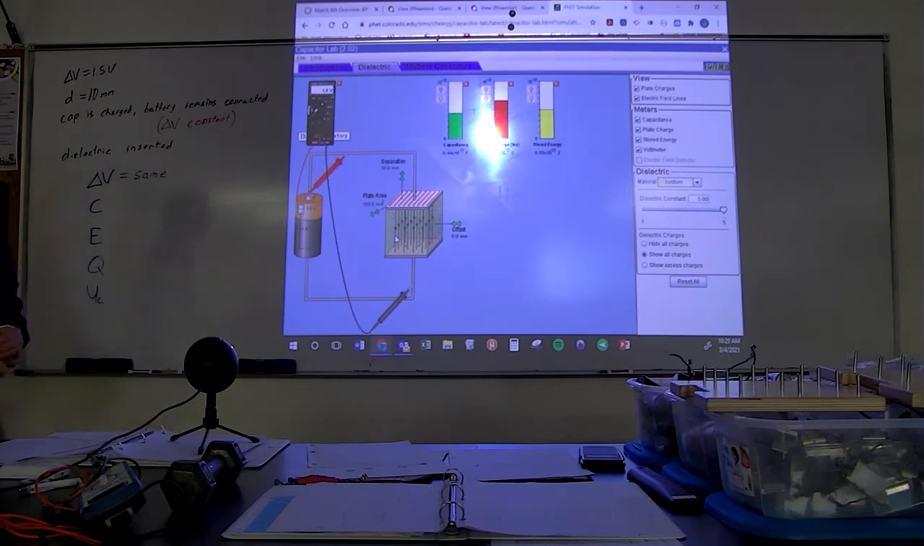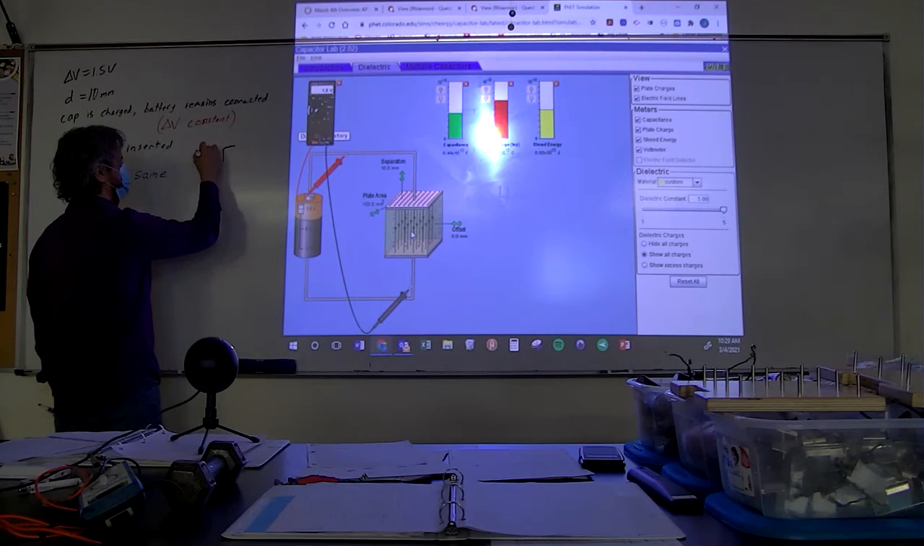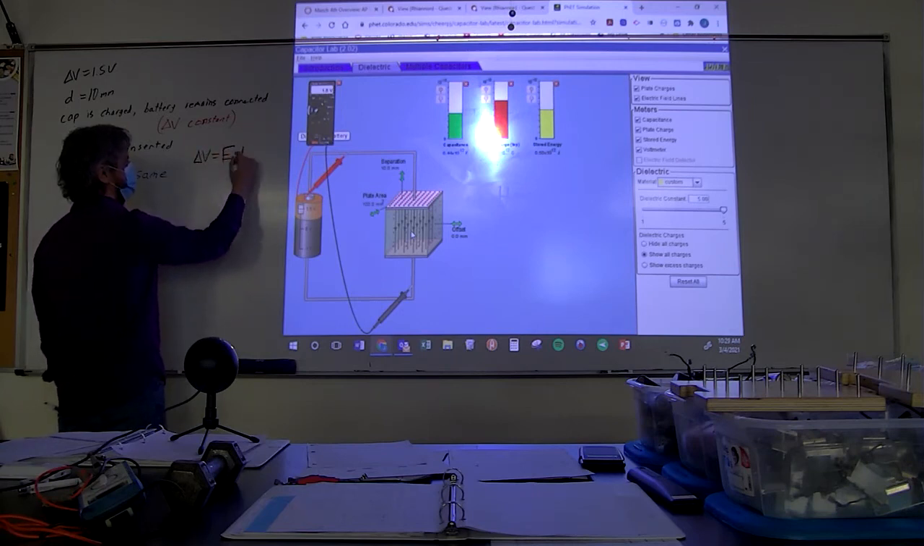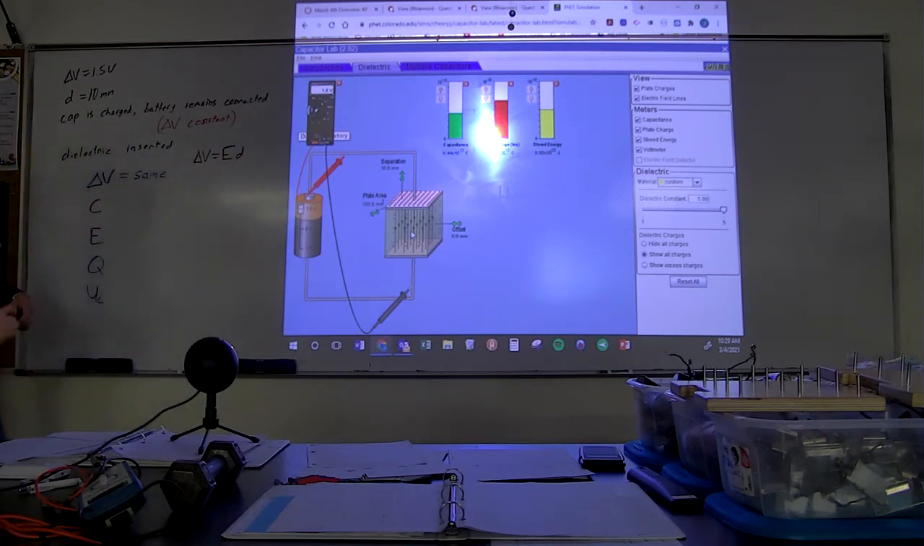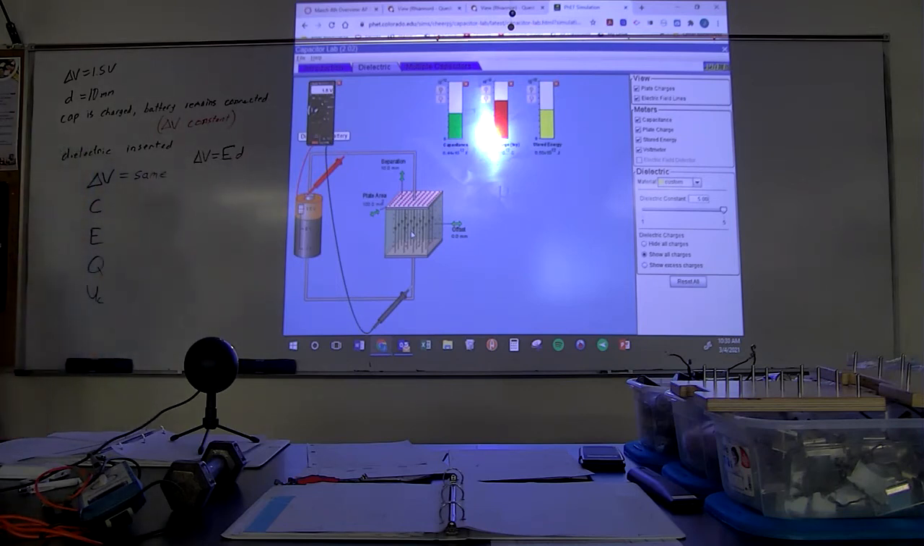Before we get to the capacitance and the energy, let's look at the electric field. What happens to the electric field? It stayed constant, because V and d are constant. I didn't change V, I didn't change d. So the equation: electric potential difference equals electric field times the distance, the plate spacing. Delta V didn't change, d didn't change, so the electric field can't change.